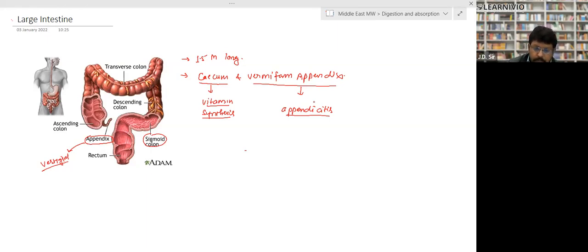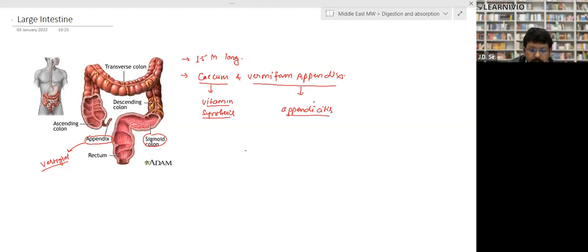Colon. Colon is divided into four regions: ascending, transverse, descending, and sigmoid. Full stop. Next.